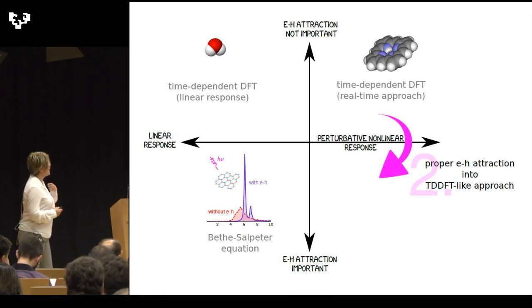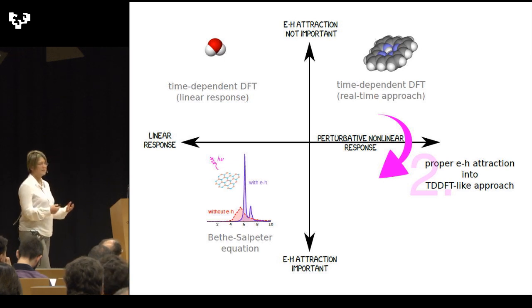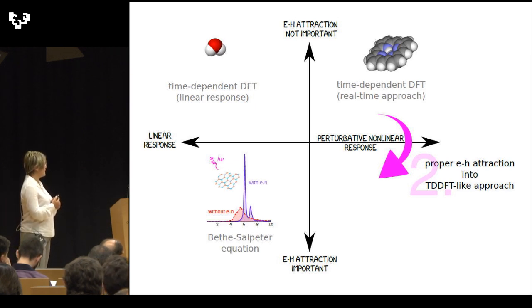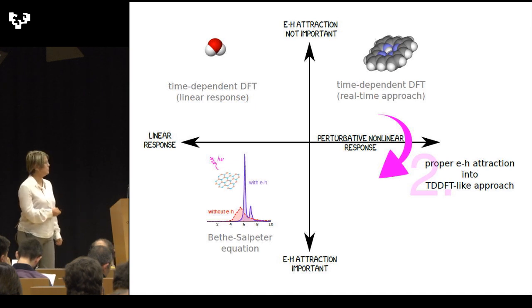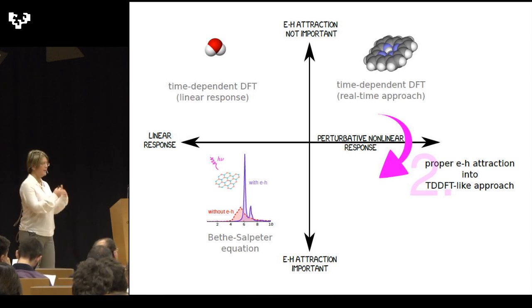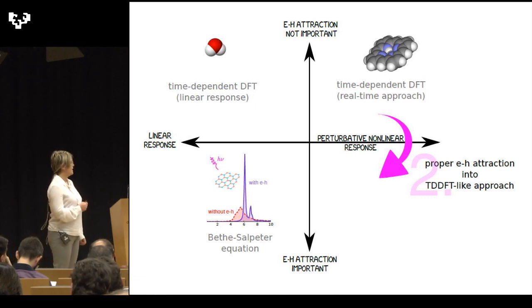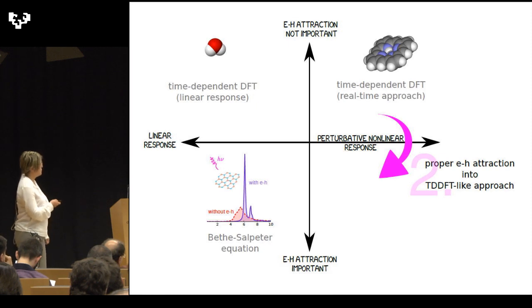So up to now, I've shown you how to go from the Bethe-Salpeter equation to a real-time Bethe-Salpeter equation and include in that way accurately the electron-hole attraction. However, one can also think of trying to include proper electron-hole attraction into a TDDFT, time-dependent density functional like approach. So I will go briefly through it.